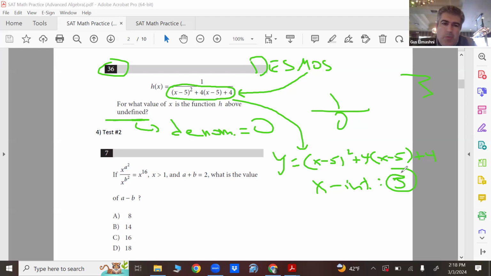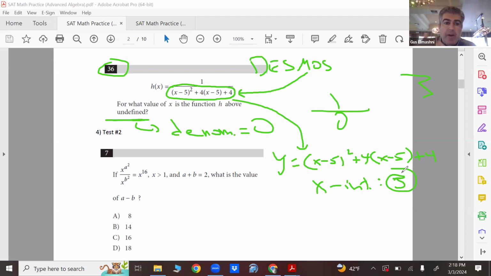And again, you could do that by hand, but why? It's a waste of time. It's more efficient. You have Desmos, just let Desmos do the dirty work for you. But you have to understand what the question wants, right? You want undefined, you want 0 on the bottom. And then you have to make that connection like, oh yeah, if the bottom is 0, that's an x-intercept. That's a graphical algebraic connection you have to make.